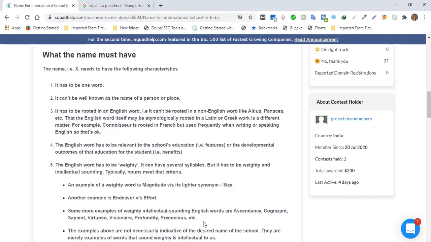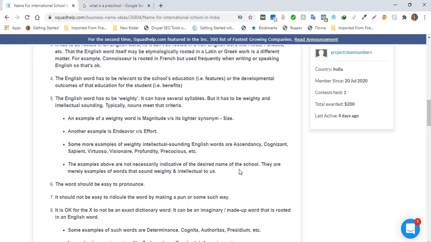They're even giving you a lot of ideas. All these things are weighty. Now, not because they wrote all those things like precocious, you don't go and put precocious Academy. Of course, they might have considered all these things before they put it up here. Or you now put ascendancy or put visionnaire Academy. They kind of make sense anyway, but you do not put all these things that have already been listed here.